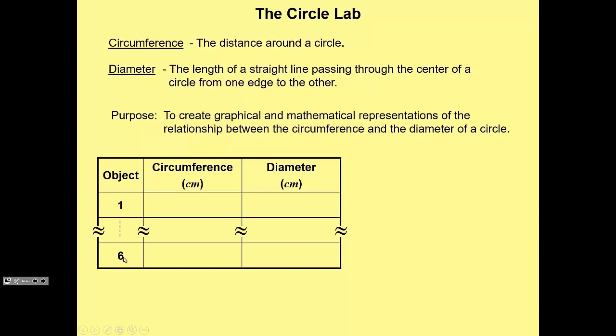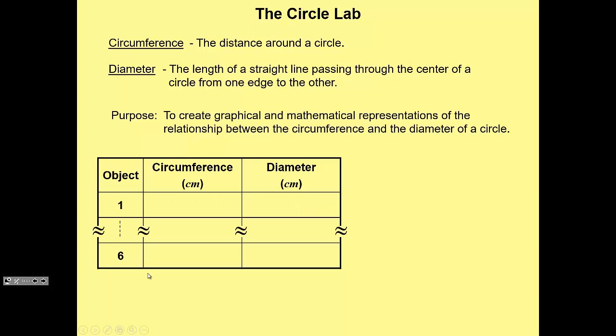I'd like to see 6 circles of different size. You are going to measure the circumferences and the diameters. You are not going to calculate anything. In this lab, we are measuring and letting nature tell us what's going on.